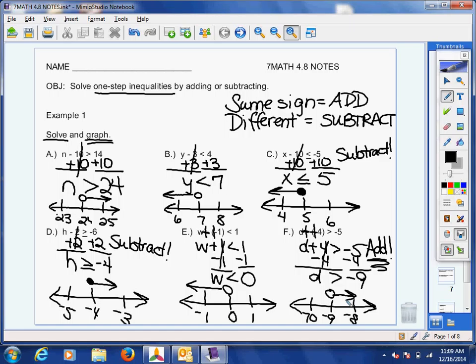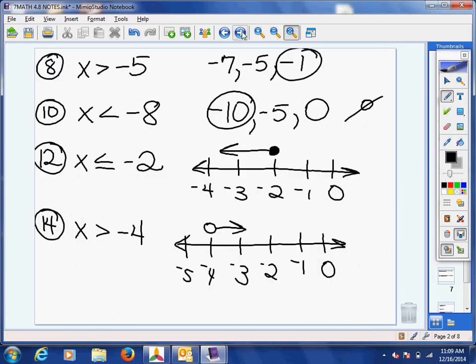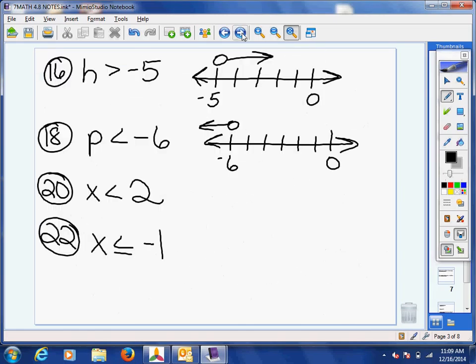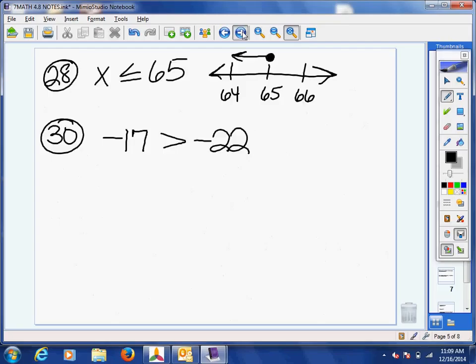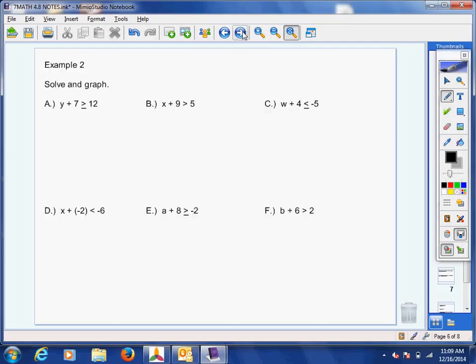Good job. How'd you do? The last two were tricky, so I totally understand if you're like, what are you doing? So let's get through our homework here. Now, we've already kind of done this. We're going to undo addition now. And how do you undo addition? Subtraction. So we're going to take away 7 from each side.